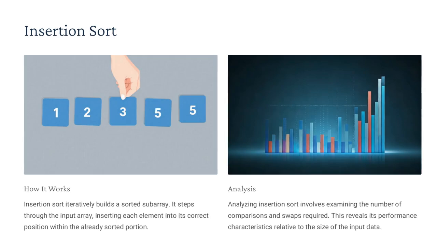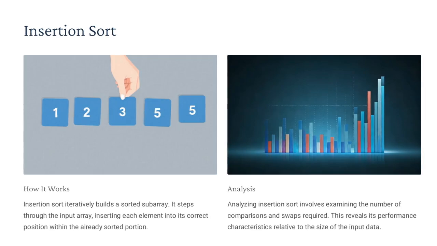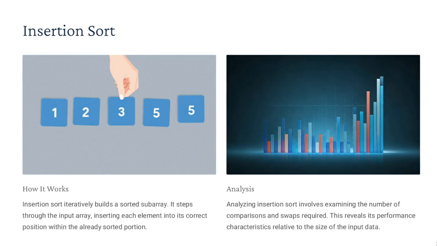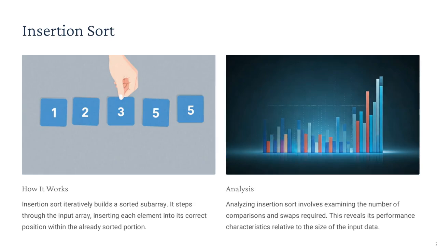Insertion sort is one of the simplest sorting algorithms, yet it demonstrates critical principles of algorithm design. Here's how it works. Insertion sort builds a sorted array incrementally. Starting with a single element, it adds one element at a time, placing it into its correct position within the already sorted portion of the array. This process is repeated until the entire array is sorted.